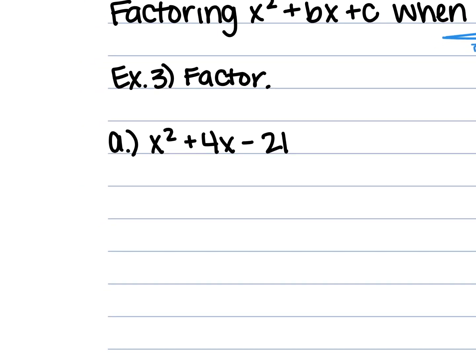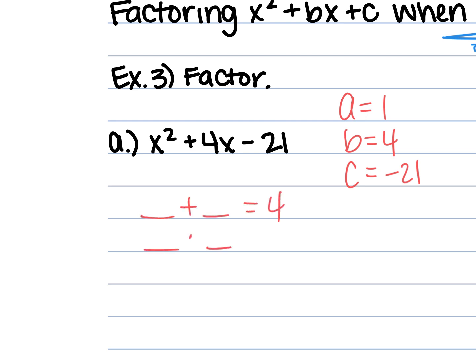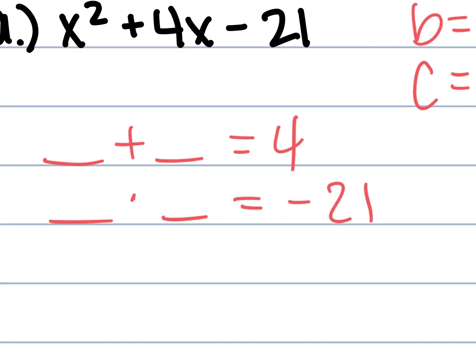What do I do first? A, B, C. What's A? What's B? 4. What's C? -21. Okay. What do I do next? Sum. They should add to give me... and they should multiply to give me -21. Let's think about this.